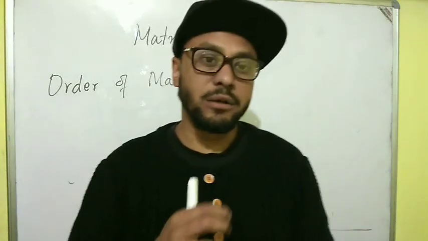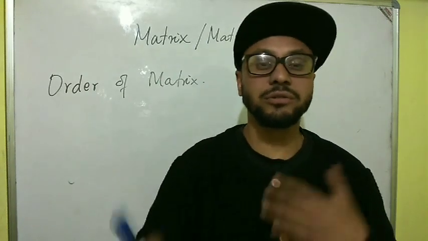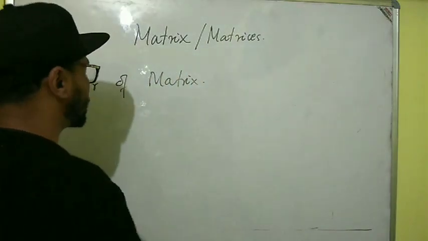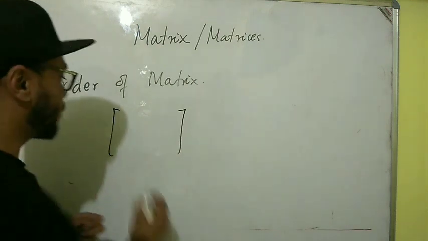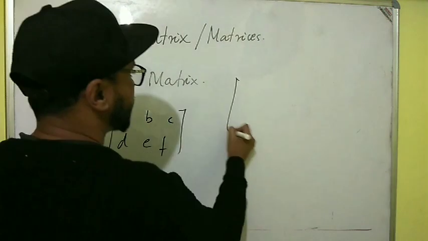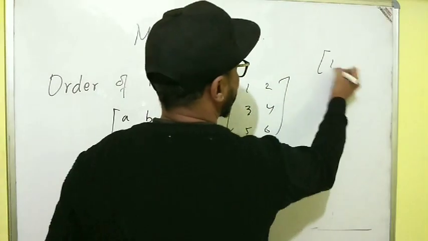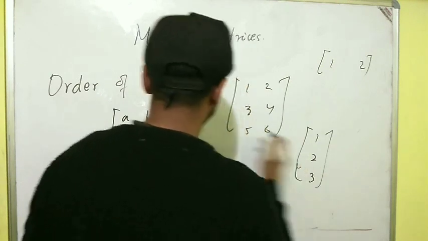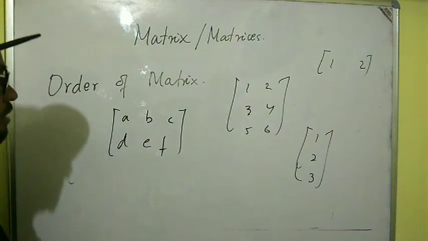When we do multiplication, we have a different rule, so that we'll discuss in the third video. But first, the order of the matrix. A matrix is an arrangement of numbers, like A, B, C, D, E, F, or 1, 2, 3, 4, 5 and 6, or 1 and 2, or 1, 2, 3. Here I have arranged some numbers in a kind of rectangular box. Now what is the order of the matrix?